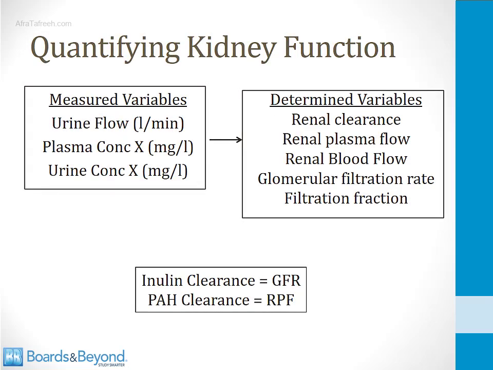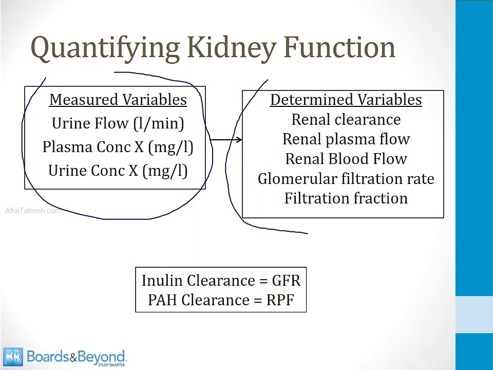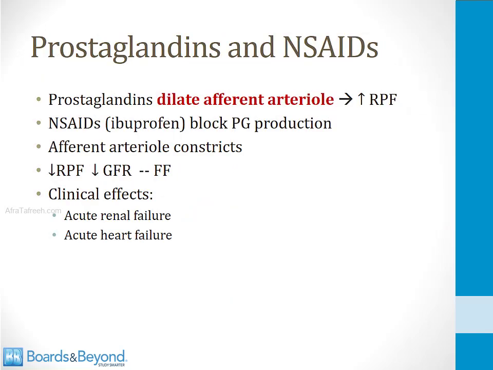So basically what we've done is taken these measured variables like urine flow, plasma concentration, and urine concentration, and used them to determine some other more helpful variables in establishing how healthy the kidneys are. These are variables like clearance and plasma flow and GFR and filtration fraction. And then once again, inulin clearance or creatinine is used to measure GFR, and PAH clearance is used to measure renal plasma flow.